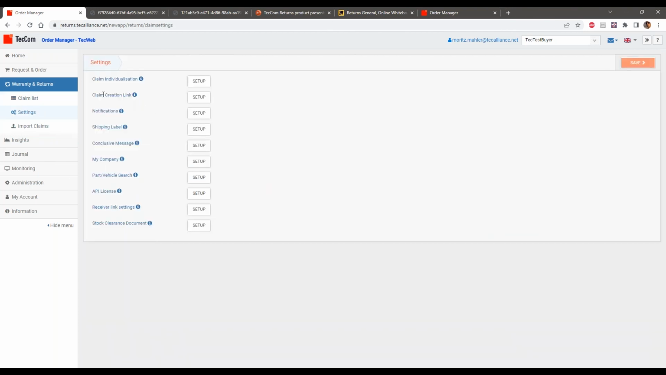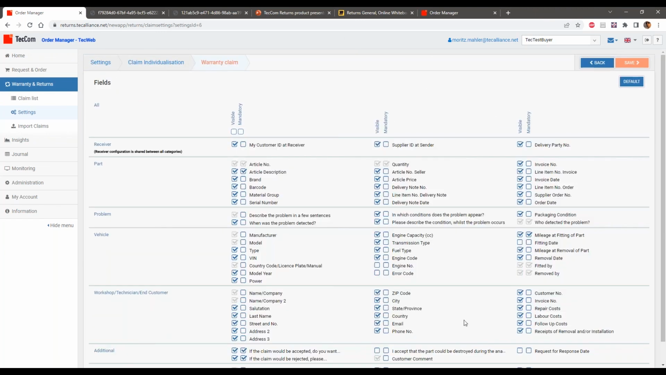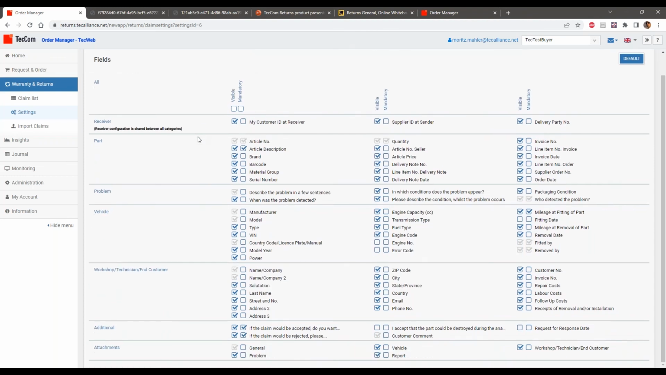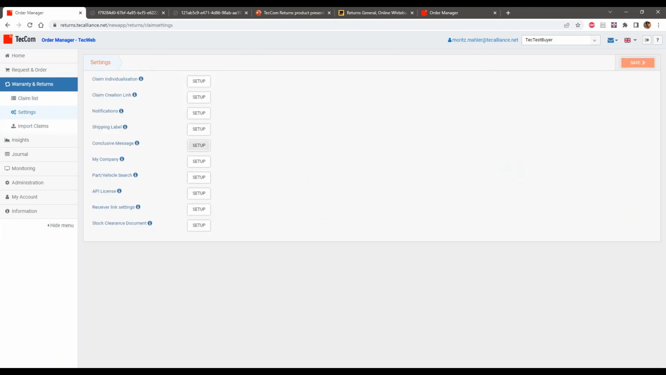And even more. We have not just the claim creation link. We can set up, as I said before, the claim totally individually for all the claims which I receive. So I can set up the claim exactly like I want to have a claim sent to me. Then I will skip a few of these and come to one of our most powerful things. We have our API.